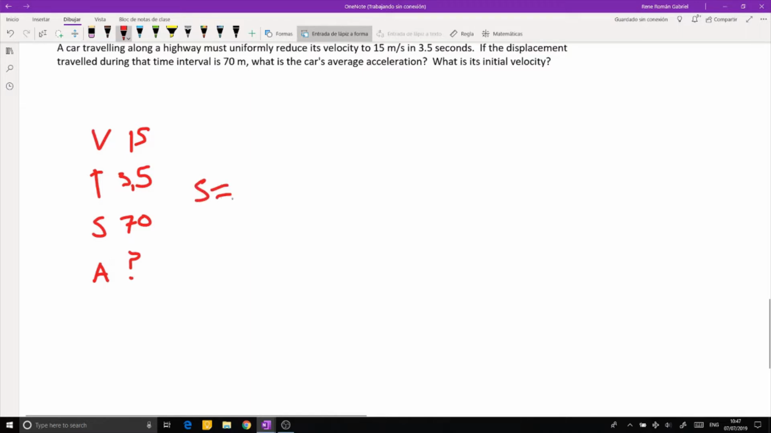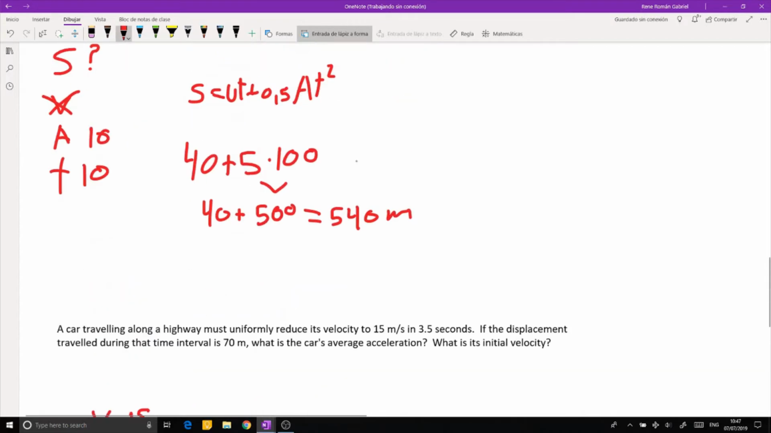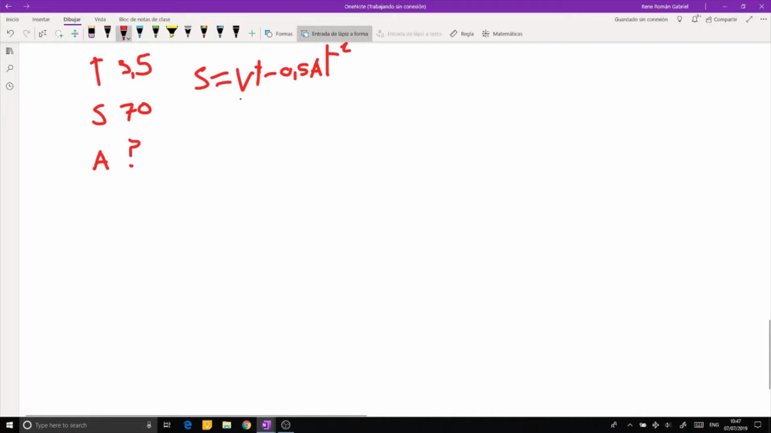equals VT minus 1/2 AT squared. So it's really similar, because the second part is the same, and basically you can just change this U here for a V, if you put a minus.